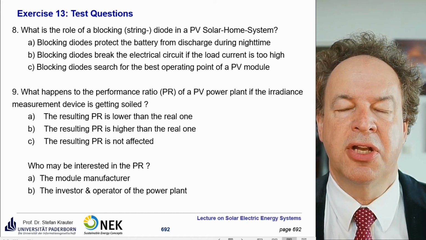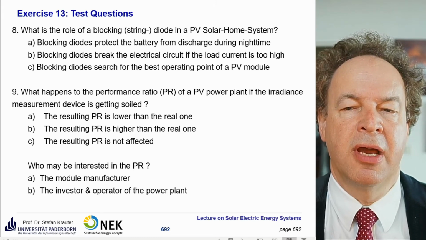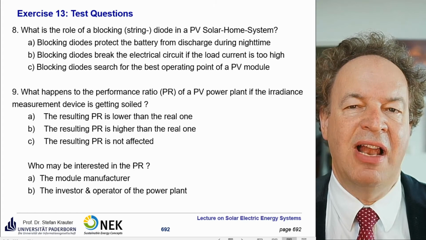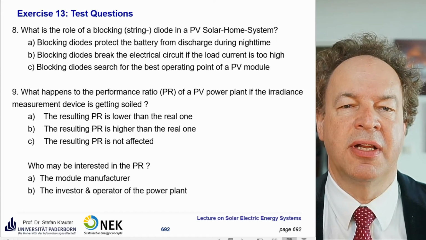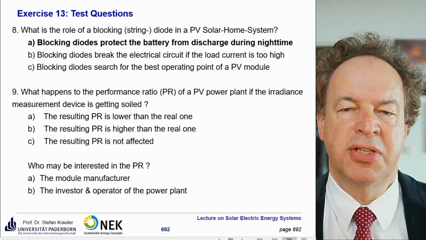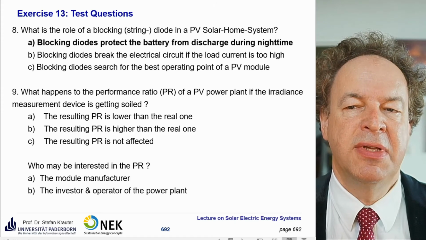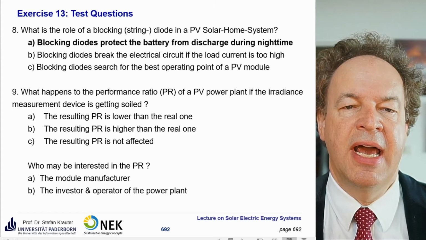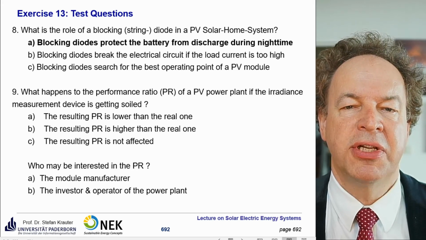It's between the panel and the charge controller, and if the battery is connected to the panel during nighttime, there might be some current flowing from the battery into the PV panel, and the blocking diode or string diode acts as a valve and inhibits the electricity going from the battery into the solar cell. So number 2 is nonsense. You have a fuse for that, and the load current is between the battery and the load, not between the PV panel and the charge controller. So that's nonsense. And number 3 also, because this task is carried out by the so-called maximum power point tracker, MPPT.